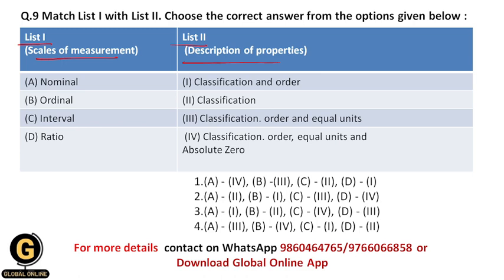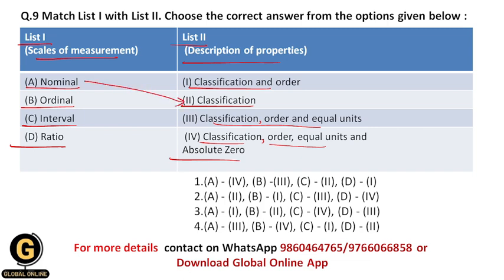So scales of measurement include nominal, ordinal, interval, and ratio, and the description of properties includes classification and order, classification, classification, order and equal units, classification, order, equal units, and absolute zero. So as I have told you earlier in this video, the nominal scale includes only classification of variables, that's why nominal will go for classification.